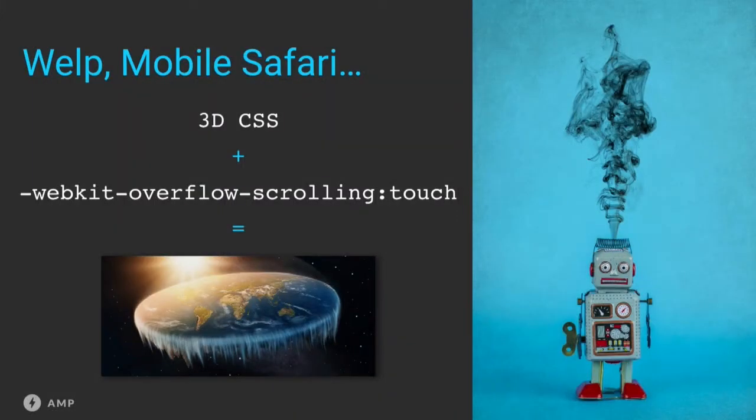Well, WebKit on iOS cannot do both momentum scrolling and create a 3D space at the same time. It simply flattens the 3D space as soon as it sees overflow scrolling touch. And momentum scrolling is the good kind. That's the one you want. It's somewhat a known bug. It has been reported a few times, and unfortunately, there is no fix in progress for it.